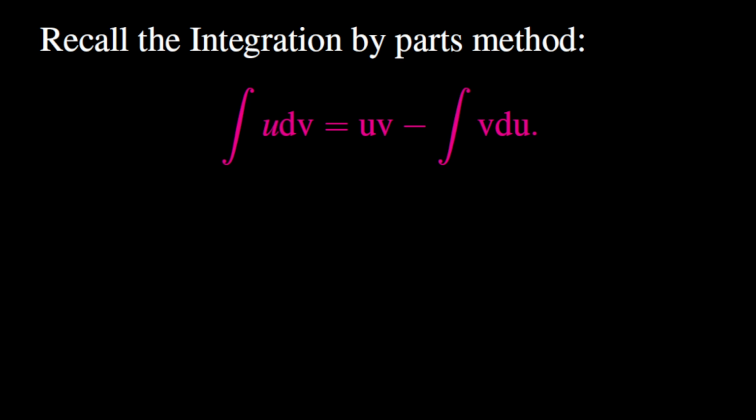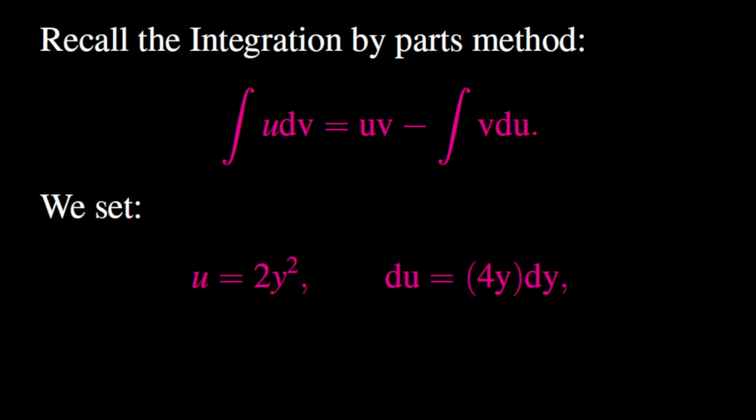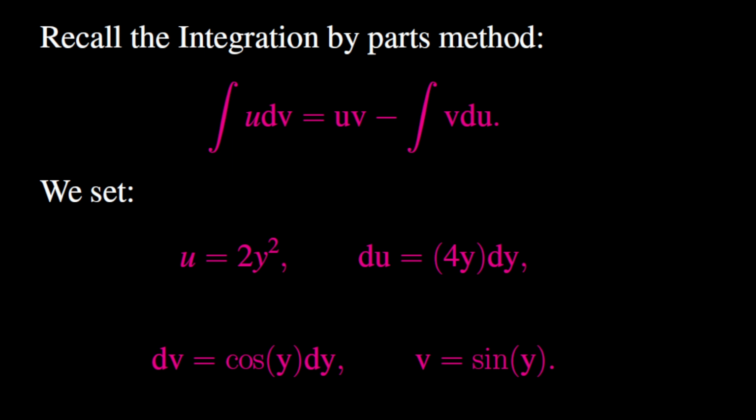Let us briefly review the method of integration by parts. We know that the integral of u dv is equal to u times v minus the integral of v du. In sum, we set u equal to 2y squared, so du equals 4y dy, and dv equals cosine of y dy, and v equals sine of y.